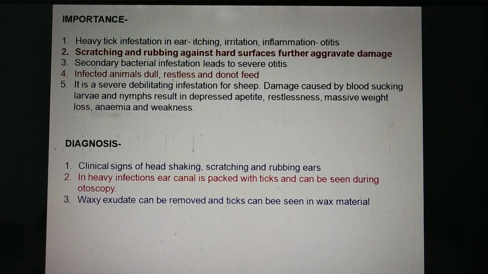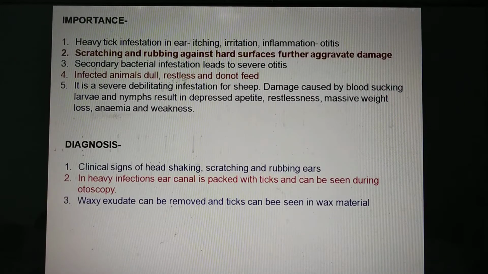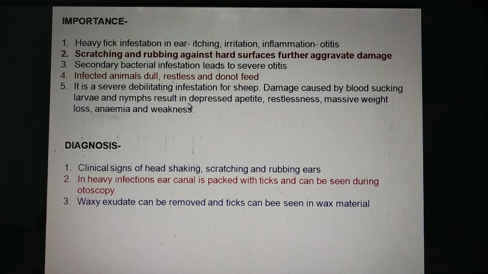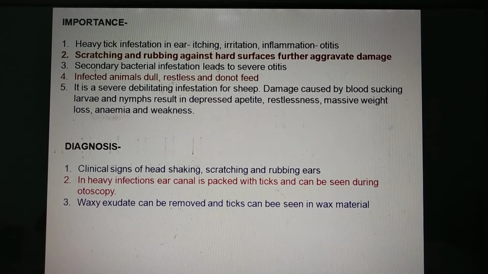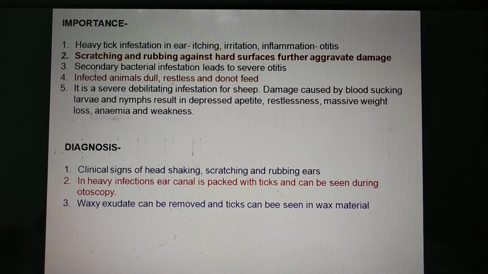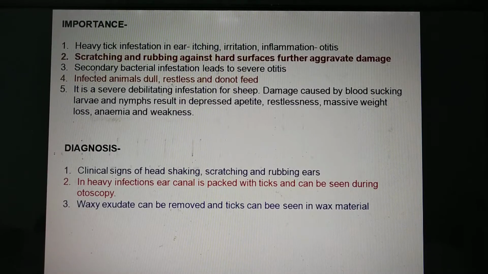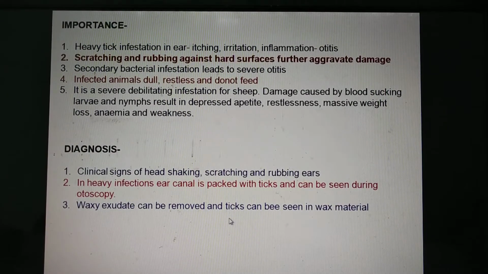Secondary bacterial infection may further aggravate the otitis. Because of the otitis, since there is pain, itching and irritation, the animal will not have interest in food. It will remain dull, restless, and it may not feed.